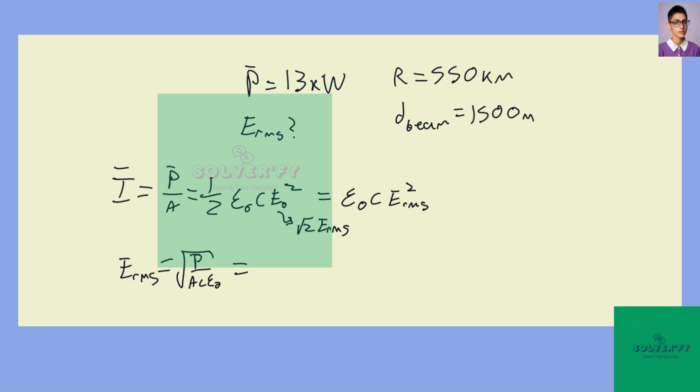And just as a check, we have a power. We can calculate an area based on the beam diameter, and the rest are constants. So E_RMS, then, by plugging it into the calculator, you get 1.665 volts per meter. I guess really you should write 1.7 to get us down to two significant digits.